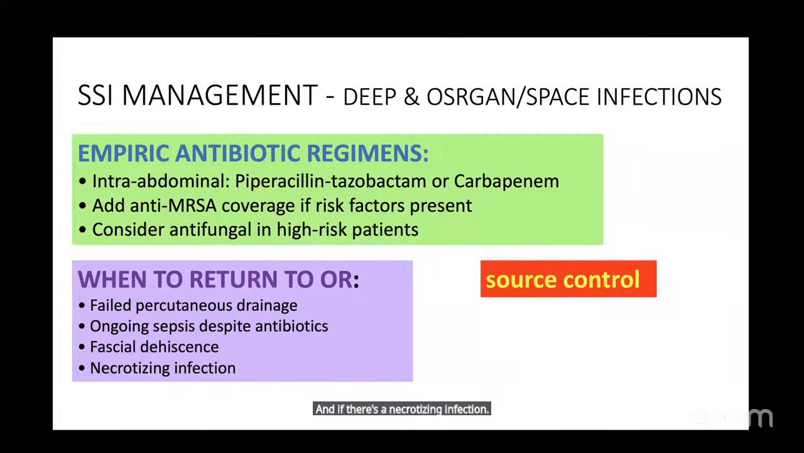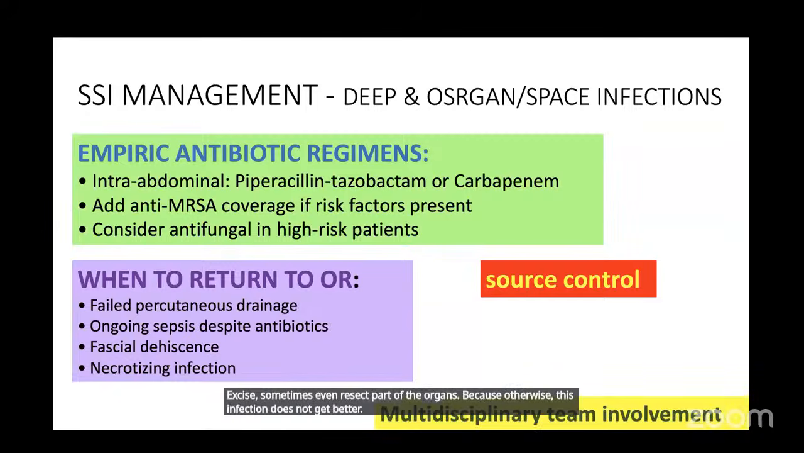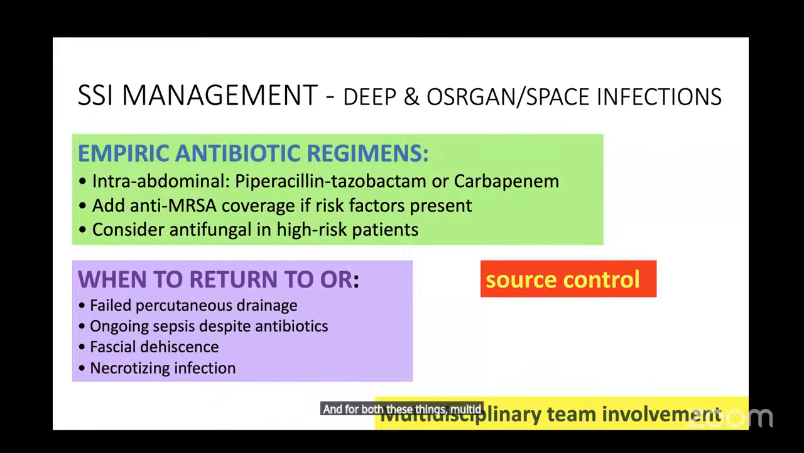So in a deep or organ space infection, source control is mandatory. Unless it is controlled, no matter how many antibiotics you give, the patient is not going to heal. So it may have to be aggressive source control: debride, excise, sometimes even resect part of the organs, because otherwise this infection does not get better. And for both these things, multidisciplinary team involvement becomes very, very important, because all these patients have multiple organ systems involved. They may be immunocompromised, they may have diabetes having already caused a cardiological or a renal compromise.